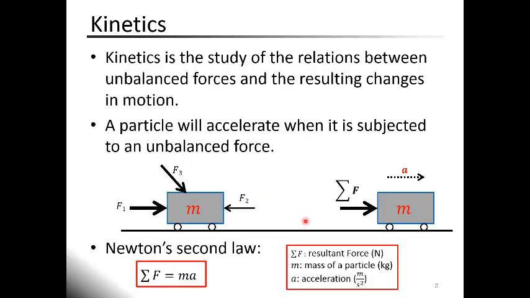So in this case, the particle is governed by what's called Newton's second law. Newton's second law says that the resultant force, sigma F, is equal to the mass of the particle multiplied by a, which is the acceleration. Sigma F is the resultant force, and it is measured in Newton. The mass of the particle m is measured in kilogram, and the acceleration of the particle is measured in meter per second squared.